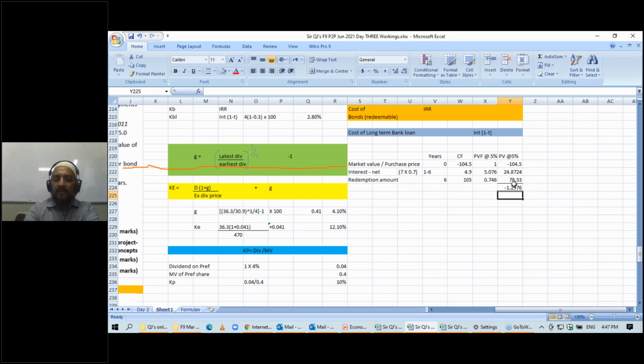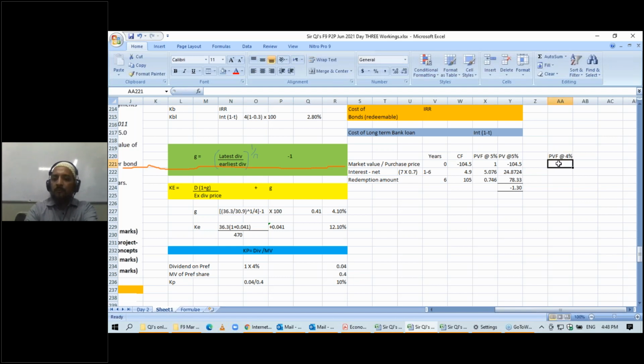So it is minus 1.296, or if we take it up to 2 places, it is 1.30. Now take another rate. For example, the present value at 5% is minus 1.3, it is negative. So take a lower rate, so that the present value increases and you get a present value which is positive.